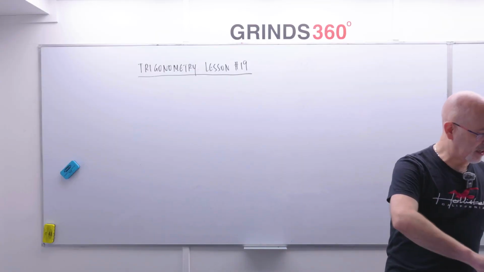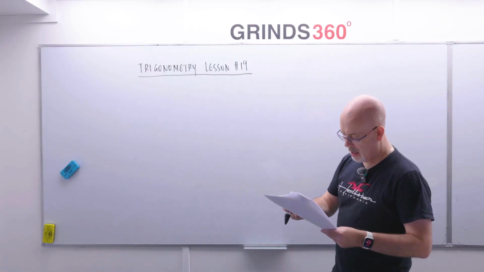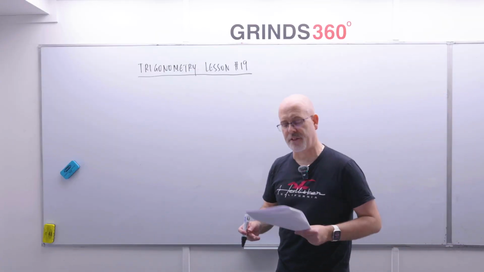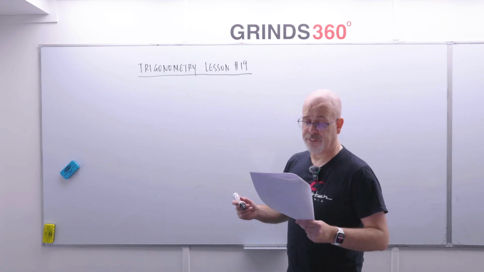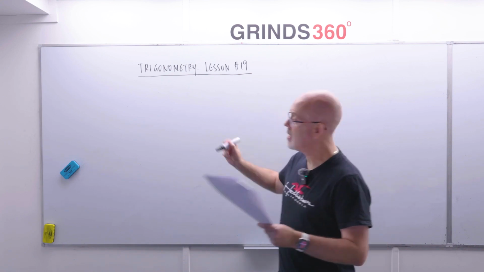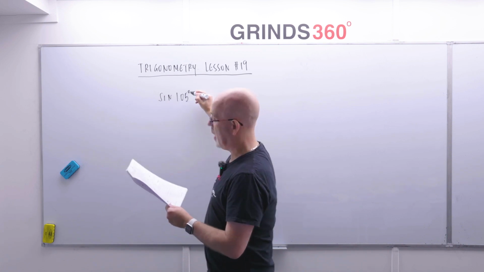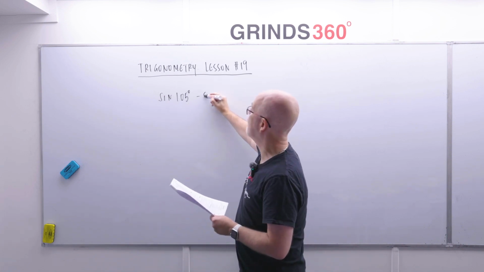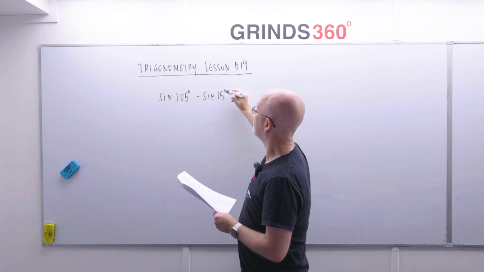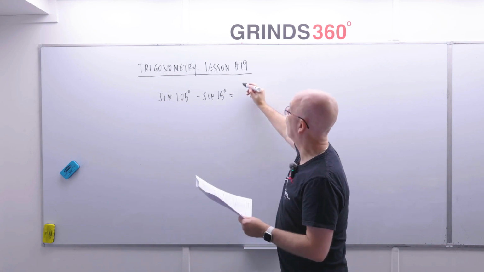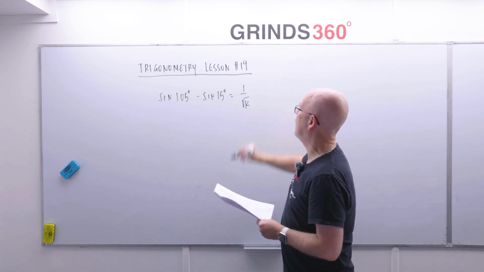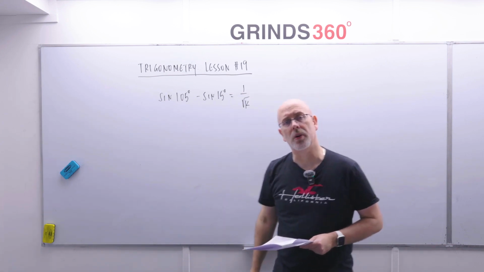So if you look at the first question there on page 291, just a couple of short questions here to finish up this lesson, it says to find k in the natural numbers such that sine 105 degrees minus sine 15 degrees is equal to 1 over root k. So we're asked to find the natural number k for which that's true.